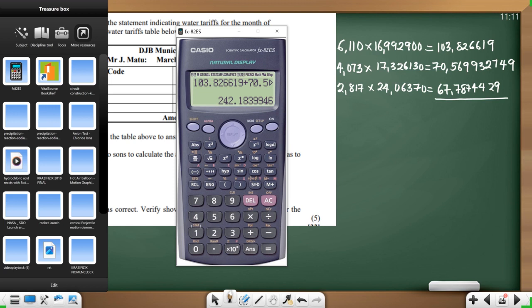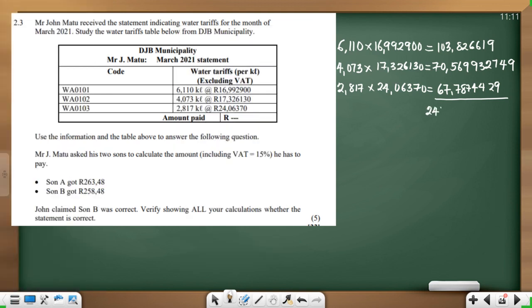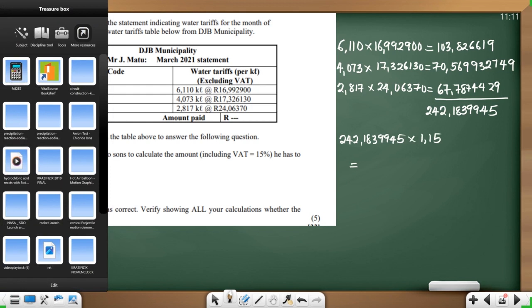I've got 242,183,9945. 242 rand, 183,99. Now, it says including VAT. So what do we do? We take that amount, all right, don't round off, times 1,15, and this is going to be our final value, 5 marks.